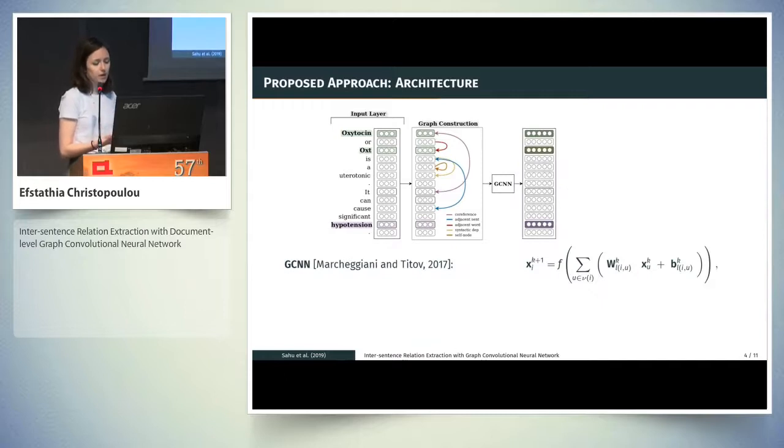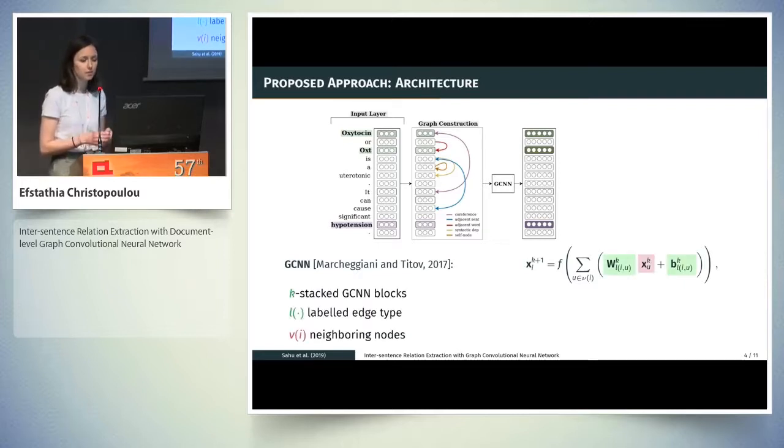Moving on to the encoding, we use a graph convolutional net to encode that. So this is nothing new, I mean, proposed by Marcheggiani and Titov. We especially use K-stack GCN blocks to encode information from neighboring nodes, and L different types of edges, which is essentially L different numbers of parameters in the GCN.